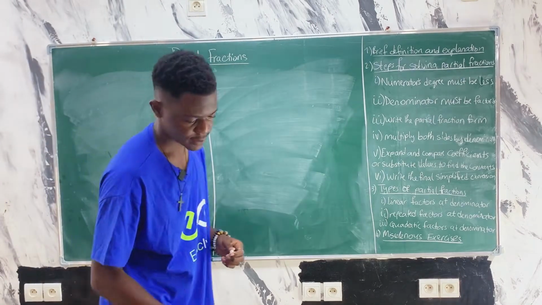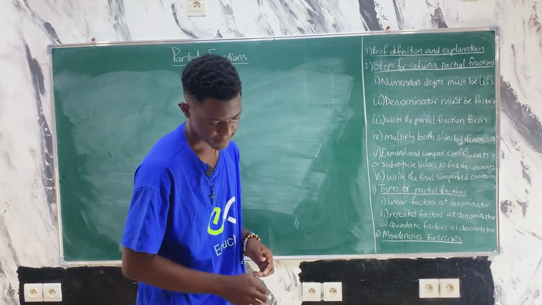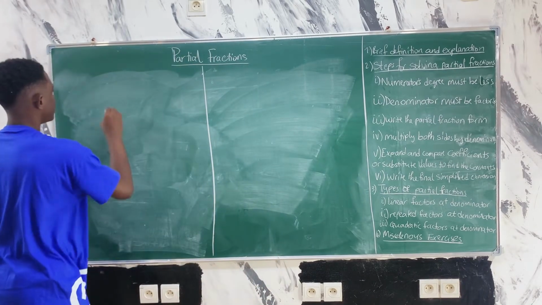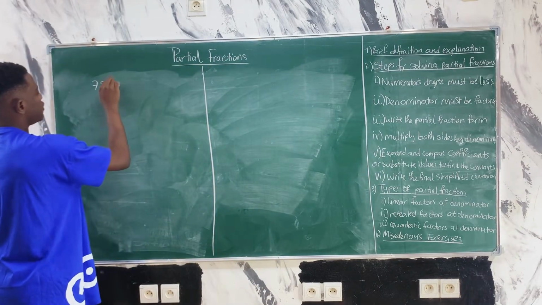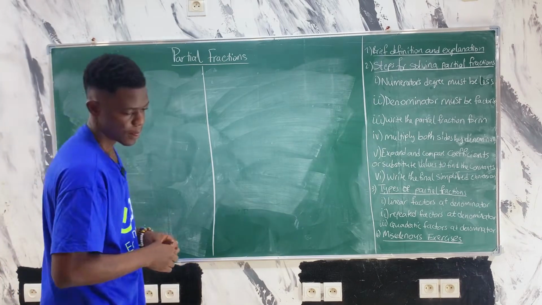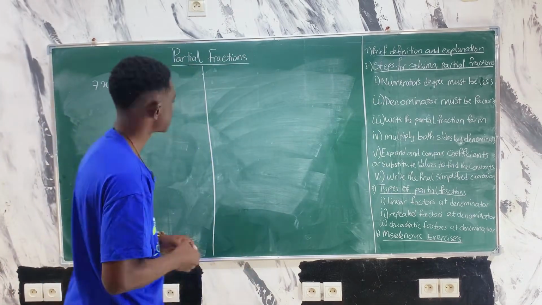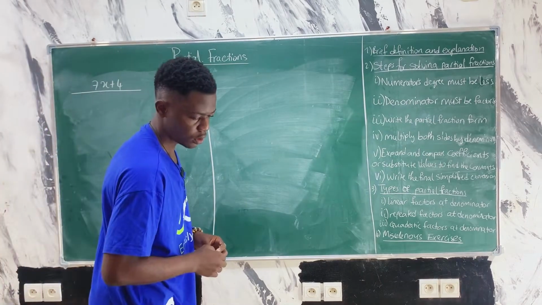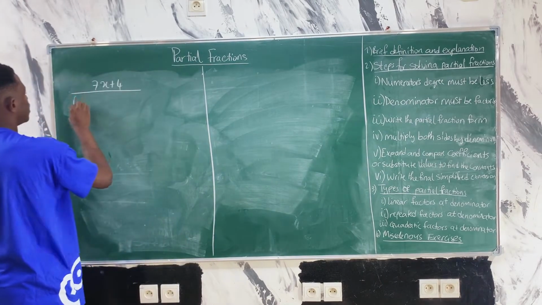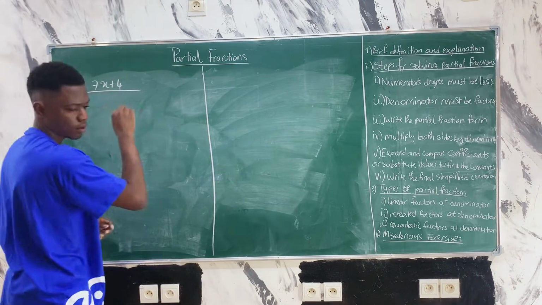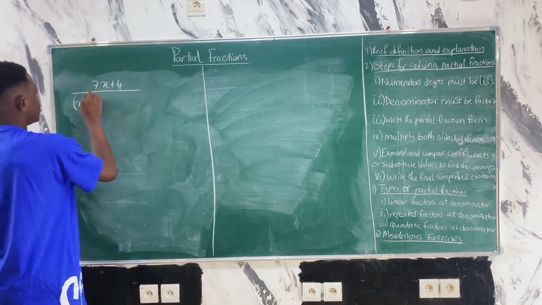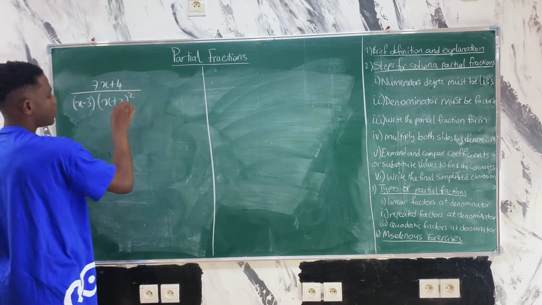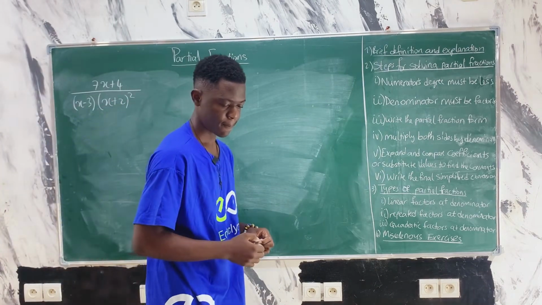So we are going to do one example. As an example, we have 7x plus 4 over x minus 3 into x plus 2 all squared.